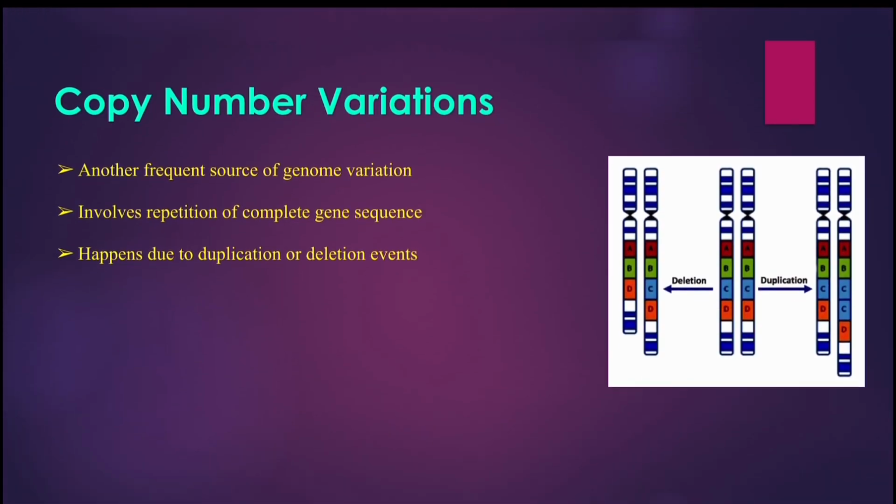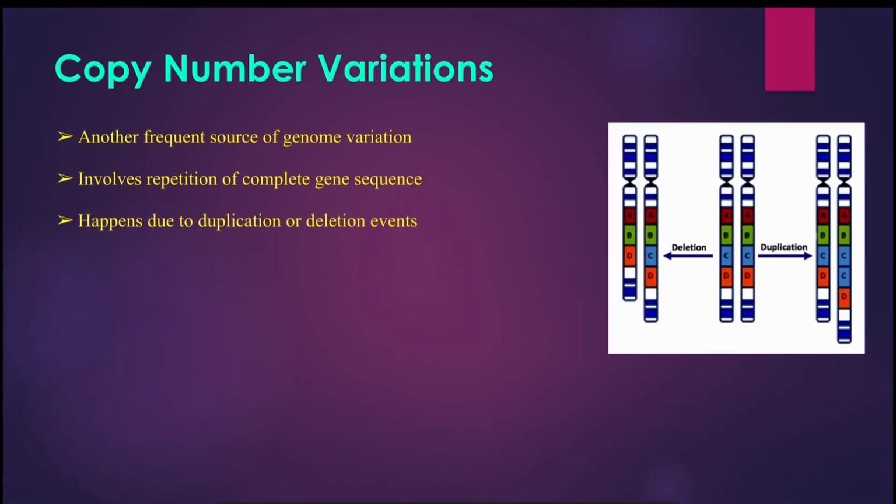Structural and copy number variations are another frequent source of genome variability. It is called structural variation as the complete gene sequence is either duplicated or deleted. In this figure, the total gene sequence denoted as C in the diagram has been deleted and duplicated completely.